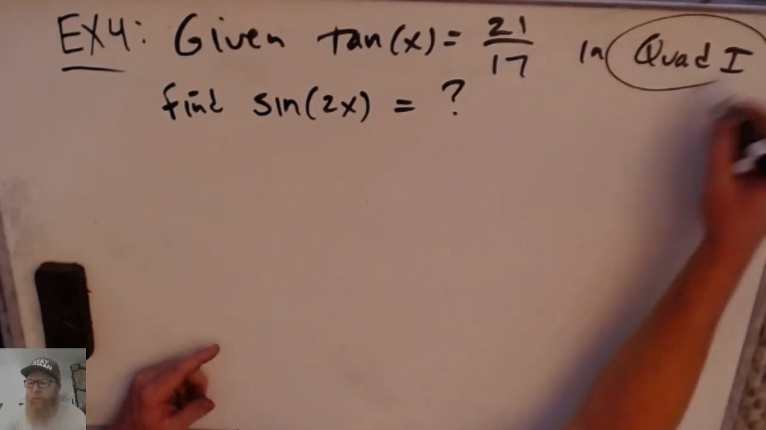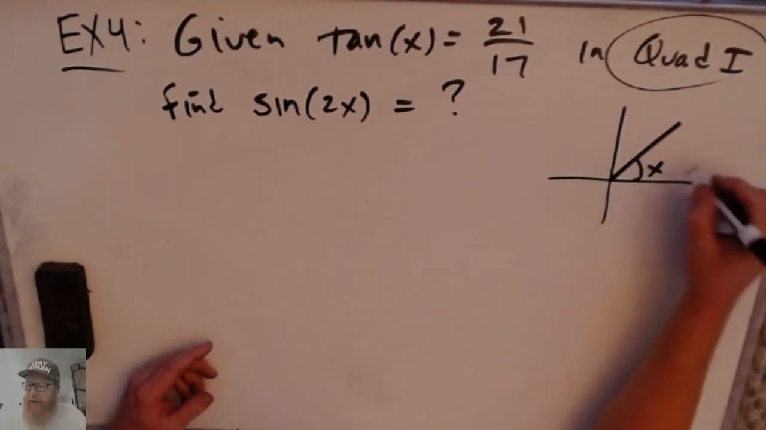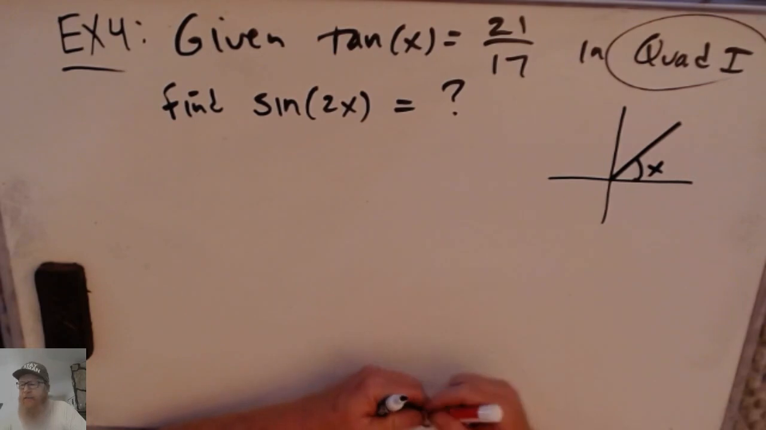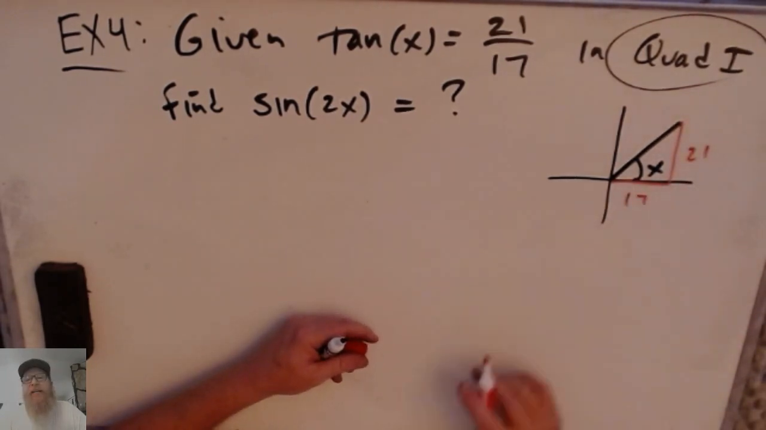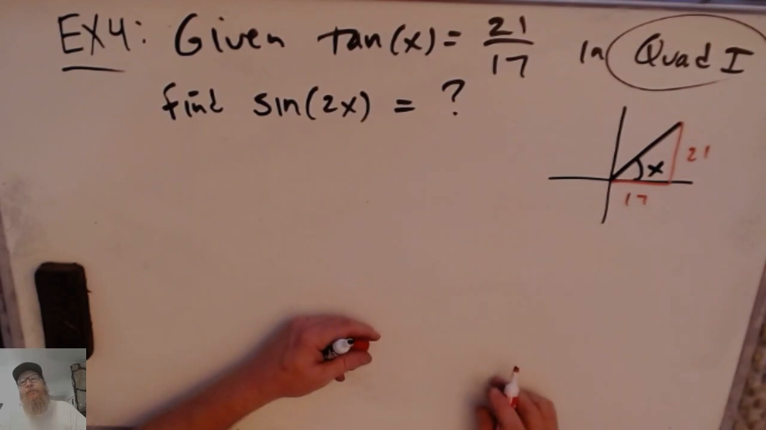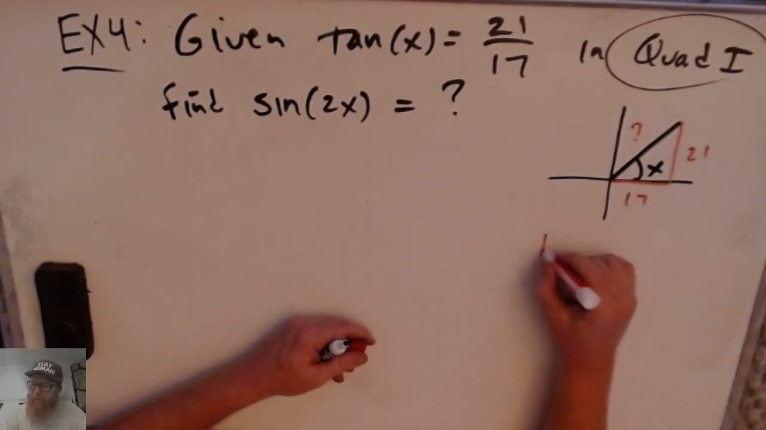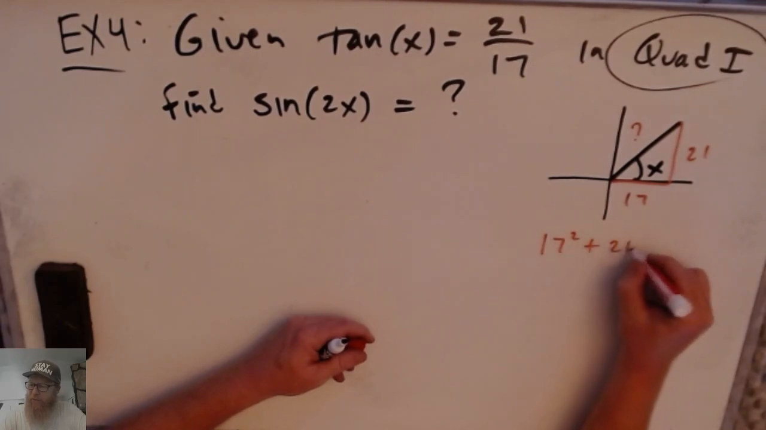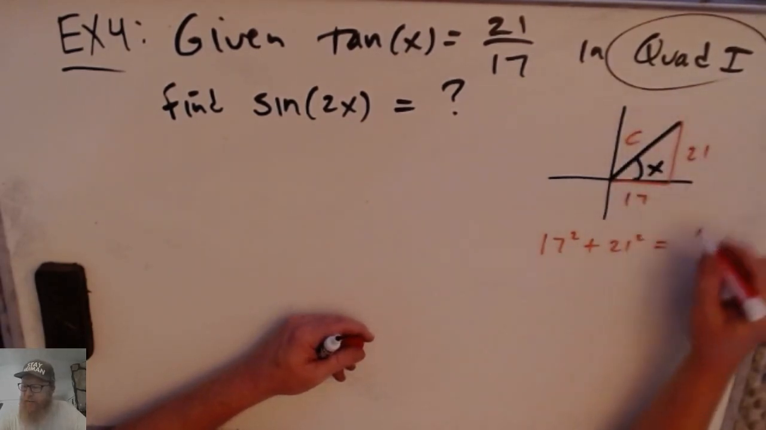So we're in quadrant 1. We know the tangent of x is 21/17. You don't know what the hypotenuse is, so you're going to use the Pythagorean theorem: 17 squared plus 21 squared is equal to, let's call this c.